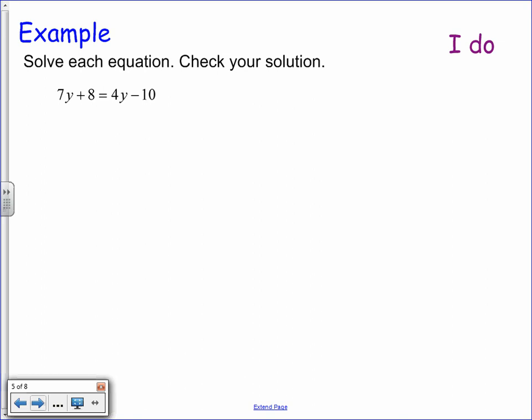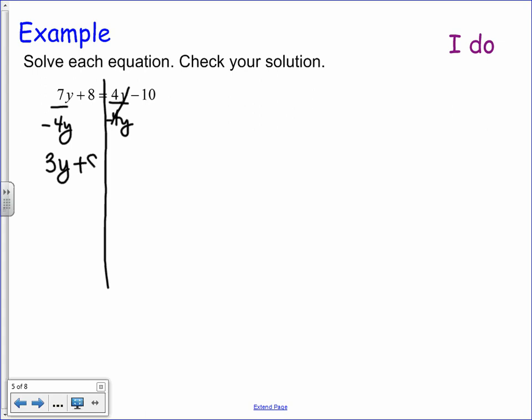Okay, here's another I do. Now, I've got my variables on both sides of the equal sign, right? I got a 7y and a 4y. Now I need to move one of them to the other side because I got to get it on one side. So I'm going to choose this 4y to move, minus 4y. And I have 7y minus 4y is 3y. And I'm just going to drop everything else that I didn't use.